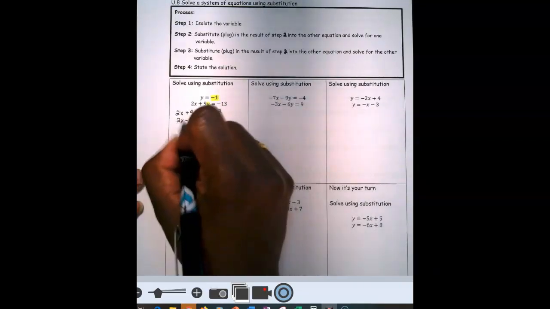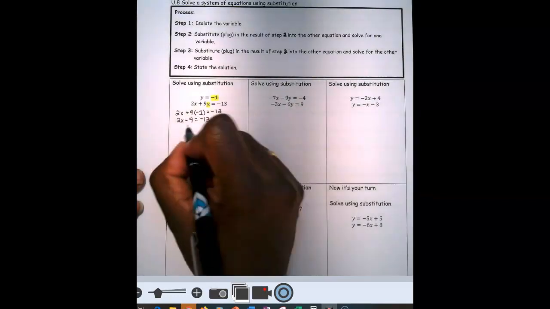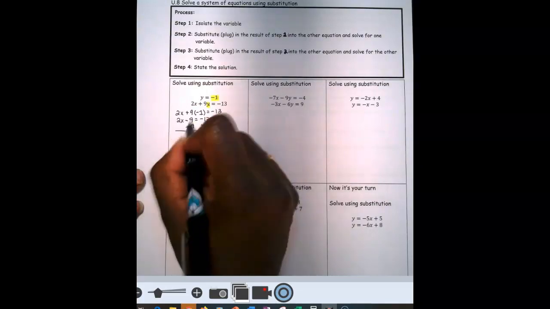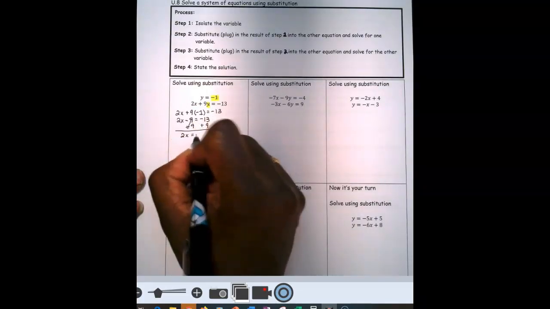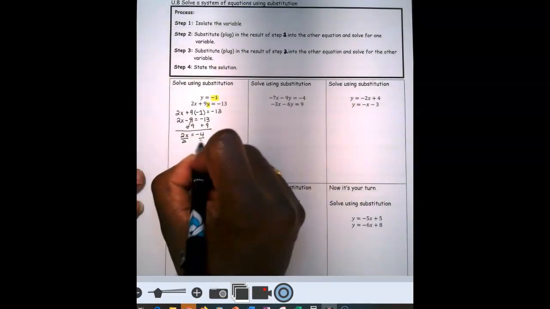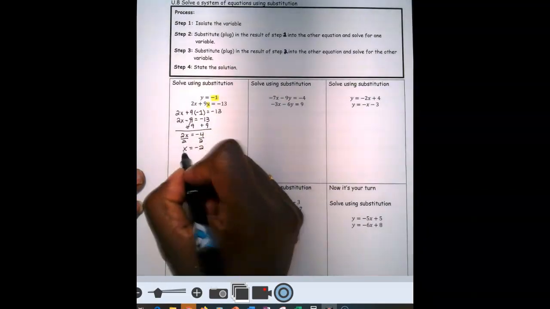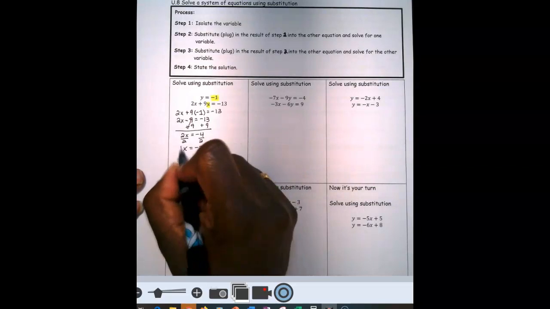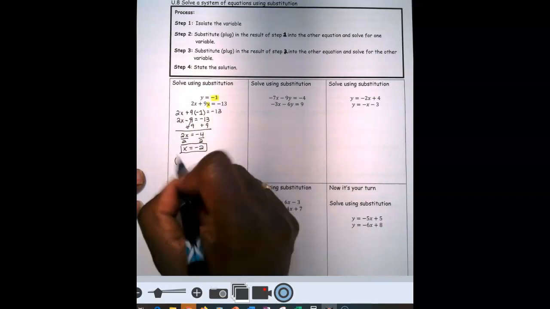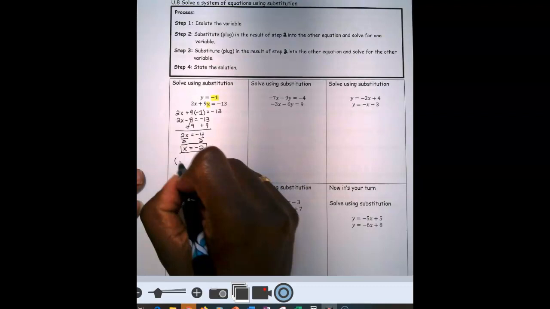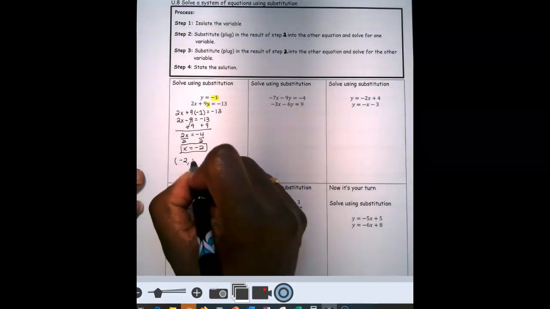We want to get the x term alone, so let's add 9 to both sides of the equation. And we're left with 2x is equal to -4. We want x alone, so divide by 2 on both sides of the equation, and x is -2. So what we now know is that x is -2 and y is -1. So the ordered pair that makes both equations true would be (-2, -1).